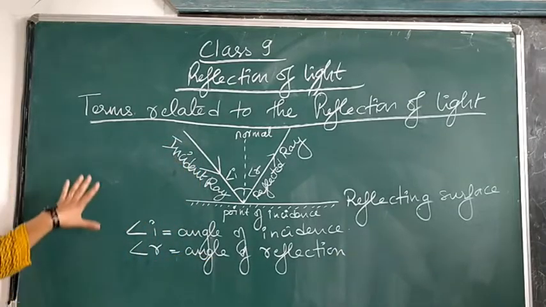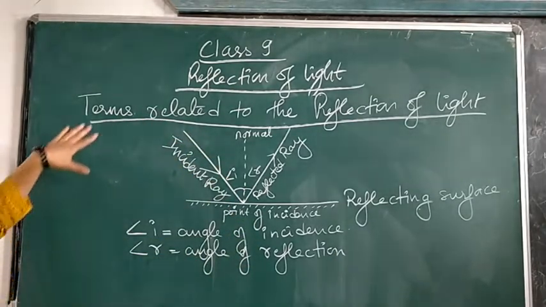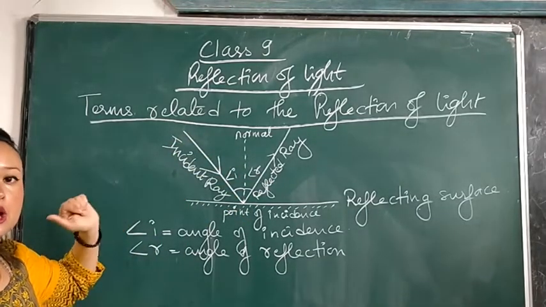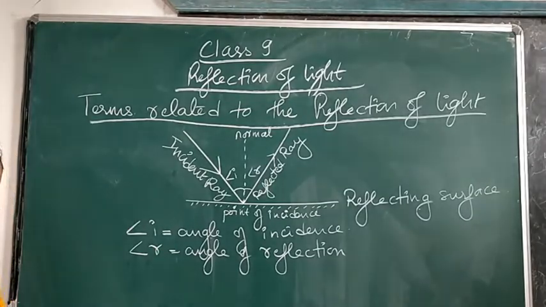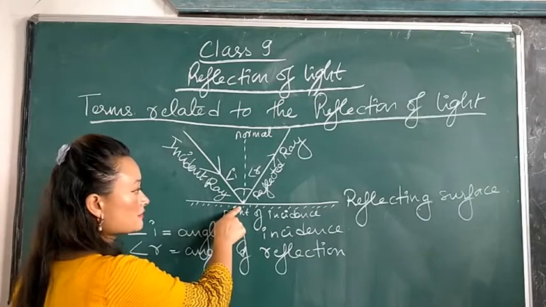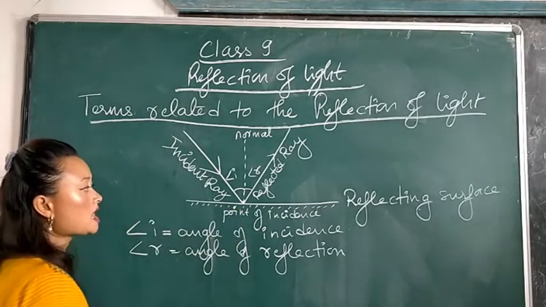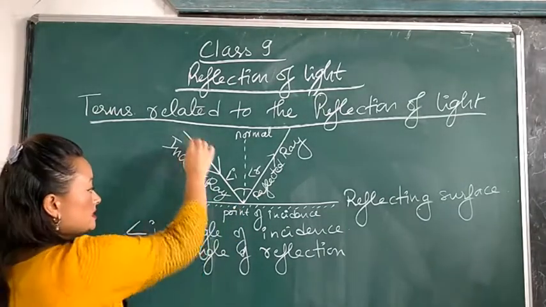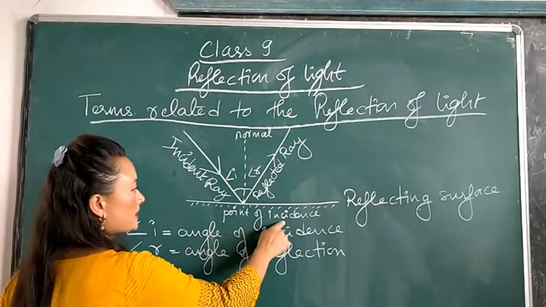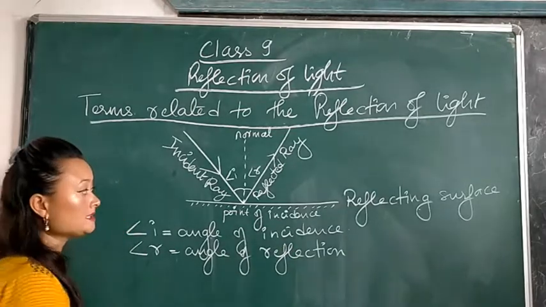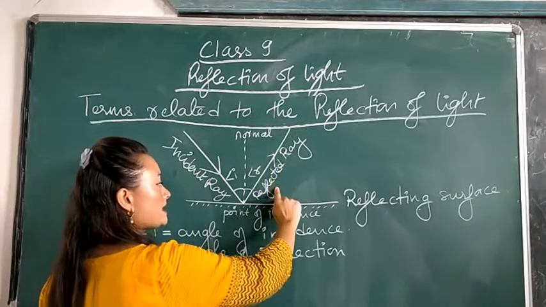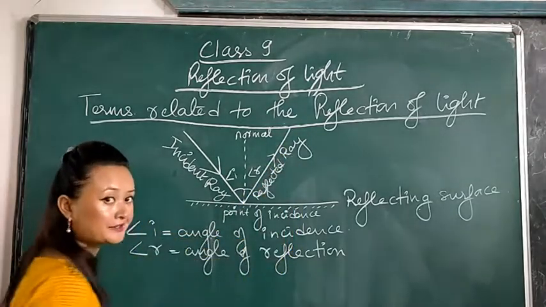These are the very important terms related to reflection of light. What are they? Incident ray. And what does incident ray mean? It means the ray which comes from a source and strikes the reflecting surface. The point where the incident ray and the reflecting surface meet is called the point of incidence. Then from the same point the ray reflects back, and that ray is called the reflected ray.